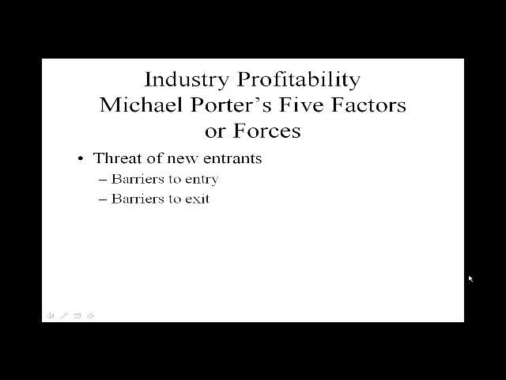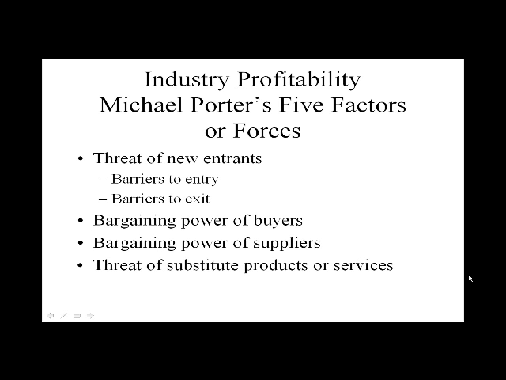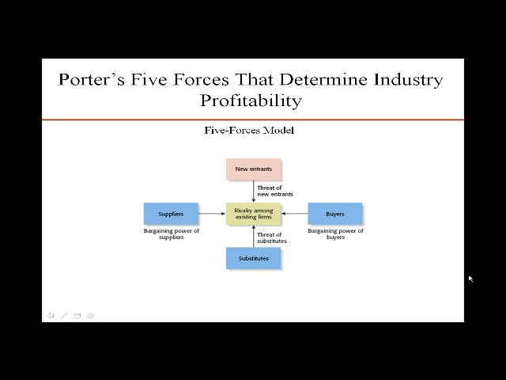Well, one of the first factors that we have to look at is threats of new entrants. Again, barriers to entry, barriers to exit, and we're going to go into this a bit. Bargaining power of buyers, bargaining power of suppliers, threat of substitutes, and rivalry. Those are the 5 factors. I'm going to look at each of those.